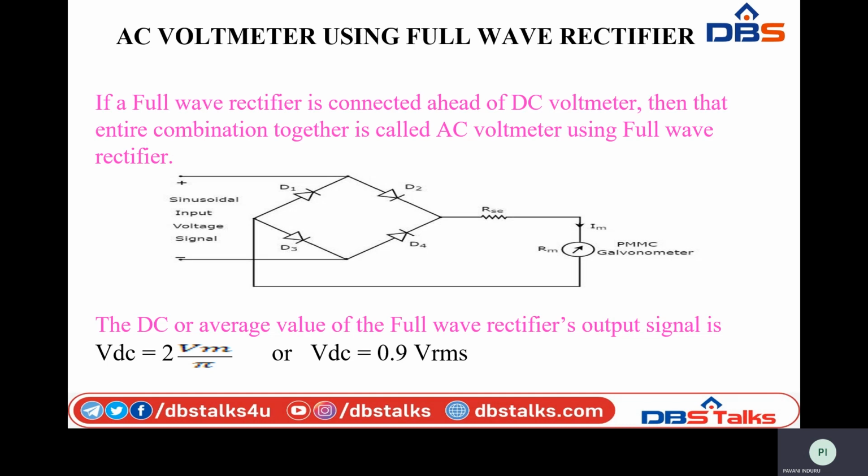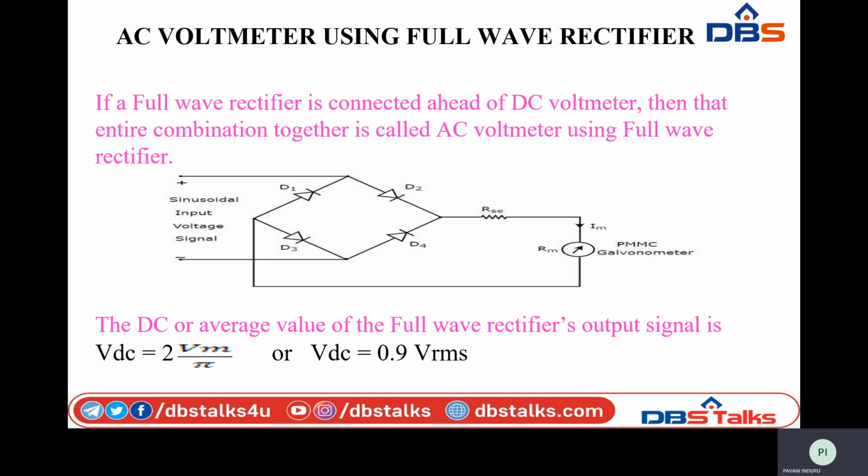During the positive half cycle, the diodes D2 and D4 are in forward bias and allow the positive half cycle, so that we can determine the full scale voltage, as well as the average DC value of the applied input signal. Similarly, during the negative half cycle, the diodes D1 and D4 will be in forward bias and allow the next half cycle for rectification, such that we can determine the average value of the full wave rectifier output signal by using the formula VDC equal to 2 times VM by pi.